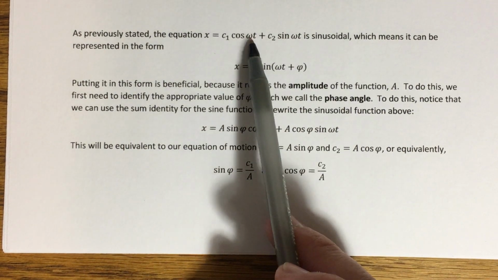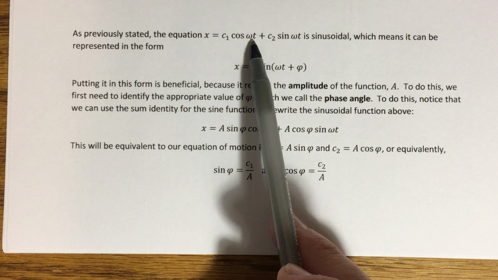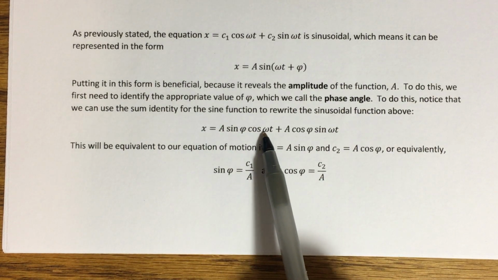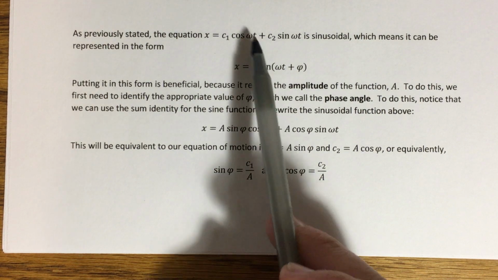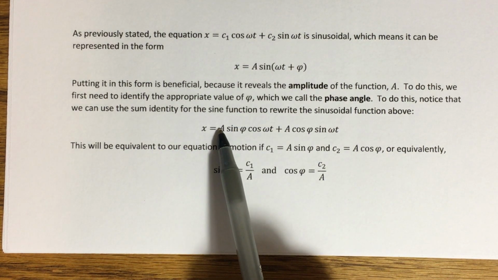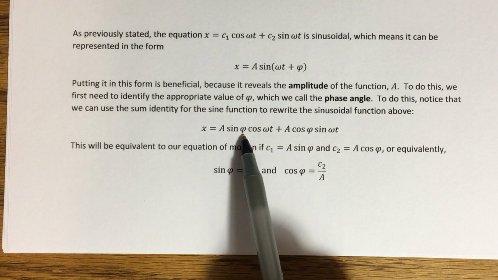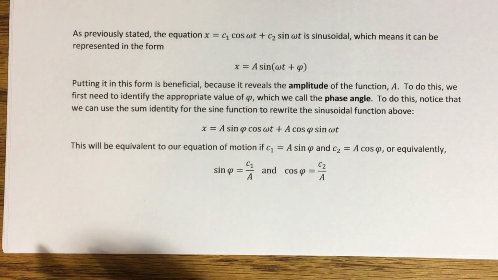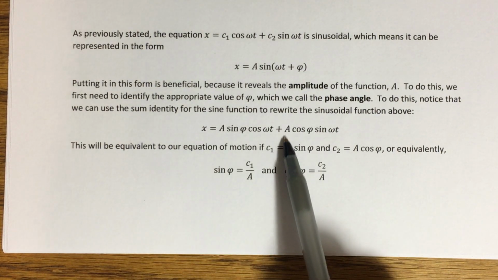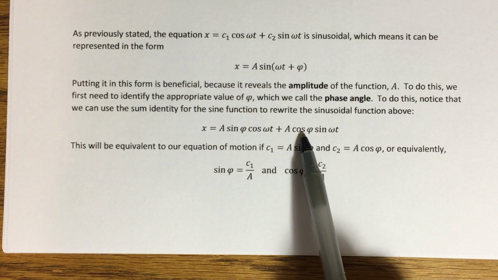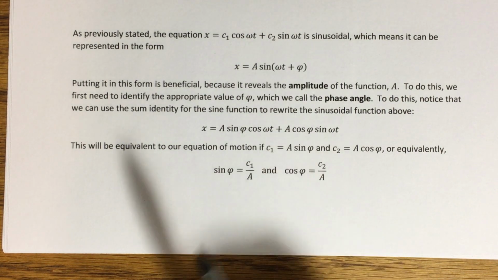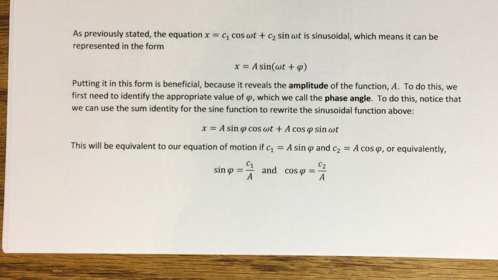Look at my first term here. I have c1 times cosine of omega t. Notice I also have a cosine of omega t in this term right here. So if these two things are to be equal to each other, that would mean that this a sine of phi right here has to be equal to that c1 right there. Similarly, this a cosine of phi right here needs to be equal to that c2 right there. So I set those two things equal to each other.